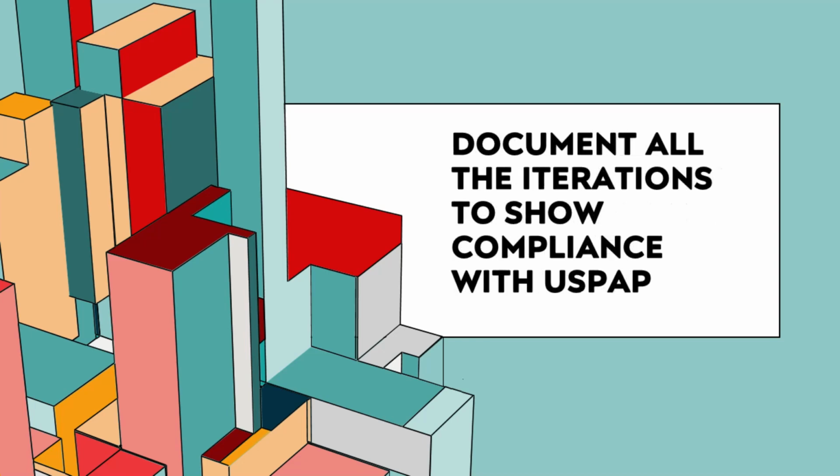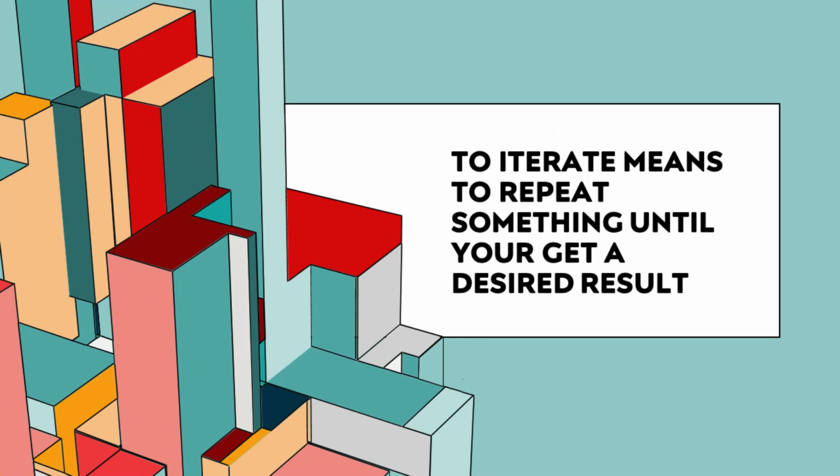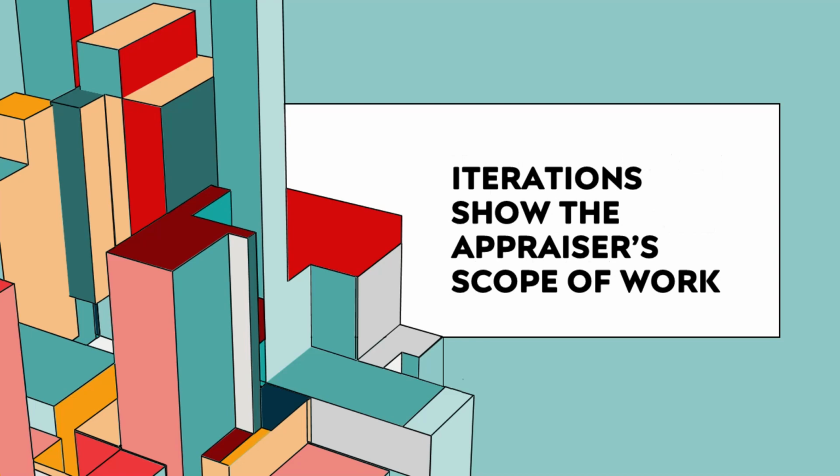Now let's talk about what iterations are. An iteration is the process of repeating something, such as a procedure, to achieve a desired result. Iterations are the generation of a series of outcomes. Adjustments to the comparable sales are a series of outcomes. Iterations are just repetitions of something, like trying until you succeed.